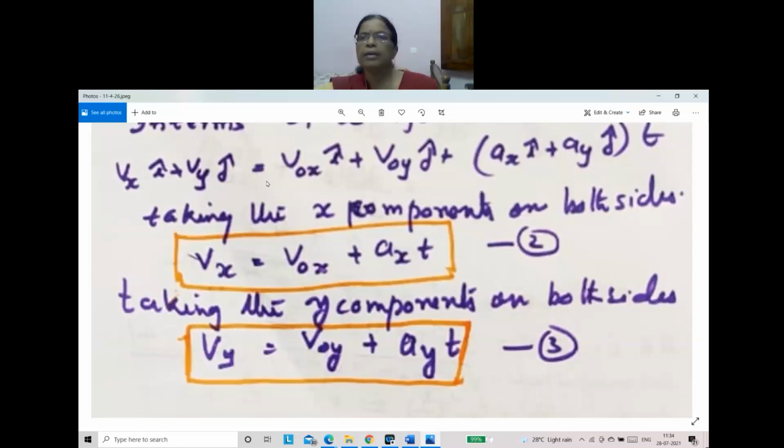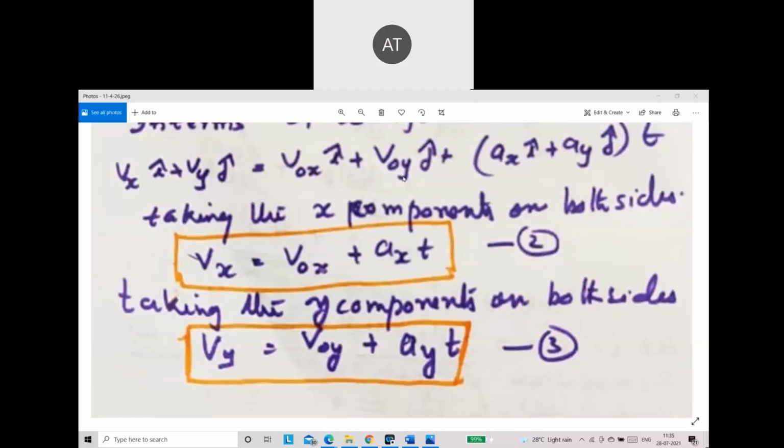Jaidar, take the x component. Tell the x component only. Jaidar, are you there? Jaidar? Not seeing. Ayush, tell. Ayush, take the x component and tell. One equation we got with x and y components. Next, you have to take only the x component. Left side, what is the x component of velocity? Ayush?